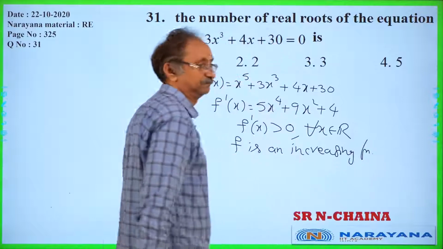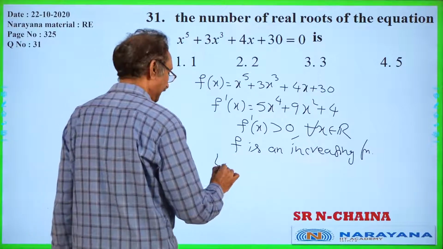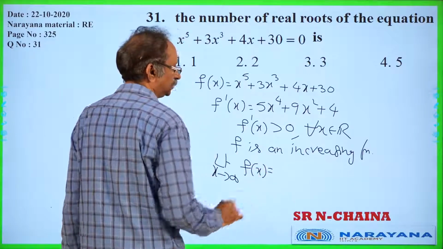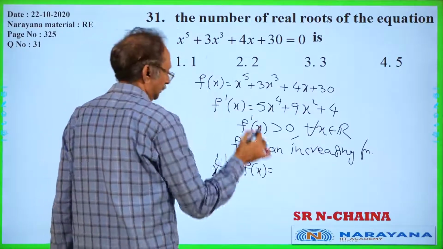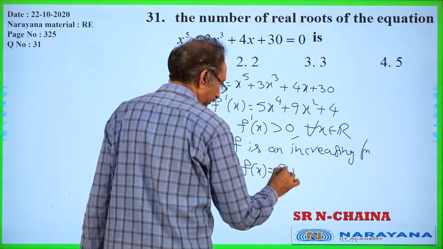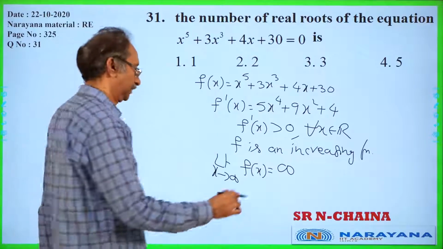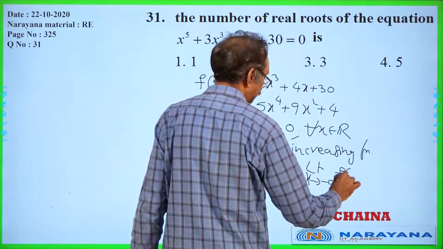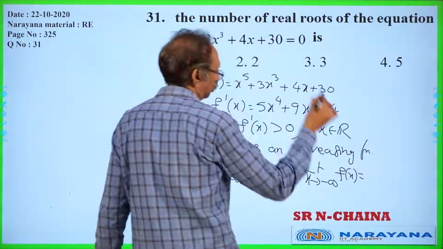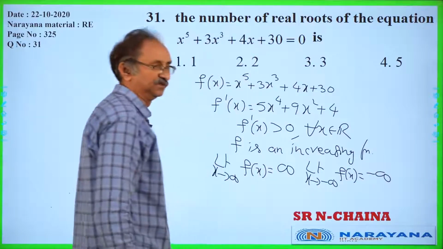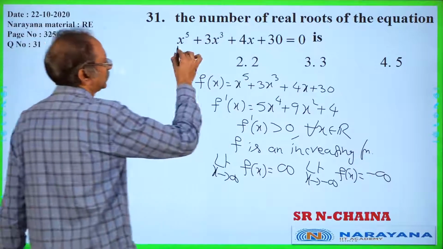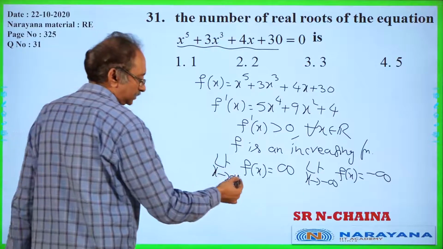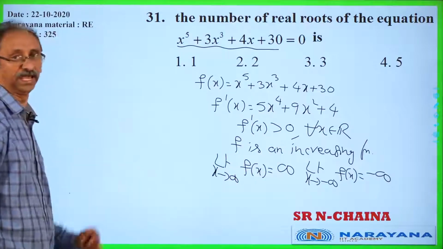Strictly increasing function. Okay. Now, limit x tends to infinity f(x). What is happening to that function as x tends to infinity? x power 5, infinity power 5, definitely you will get infinity. Now, limit x tends to minus infinity of f(x), what happens? Minus infinity whole power 5 means you will get minus infinity. So, the function is a polynomial, it is a continuous function, it is always increasing, and the right hand limit is infinity, the left side is minus infinity.